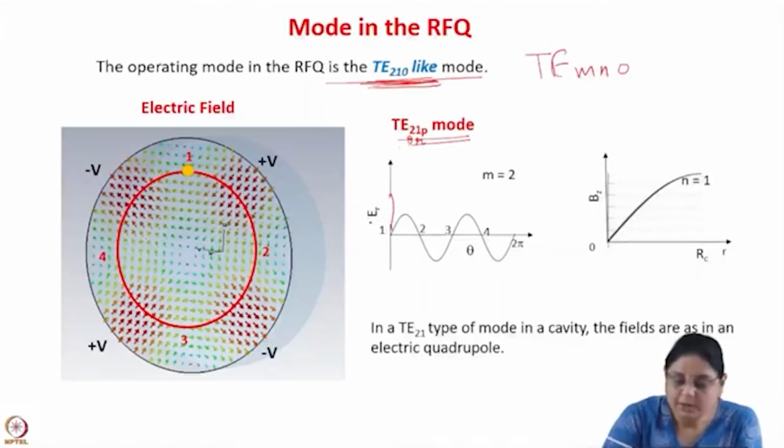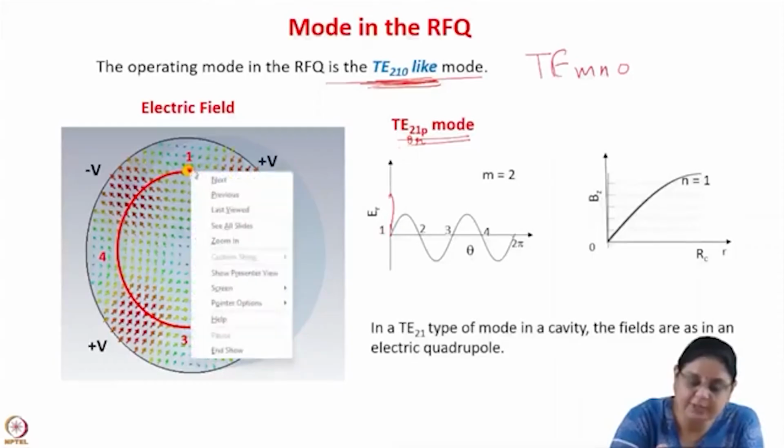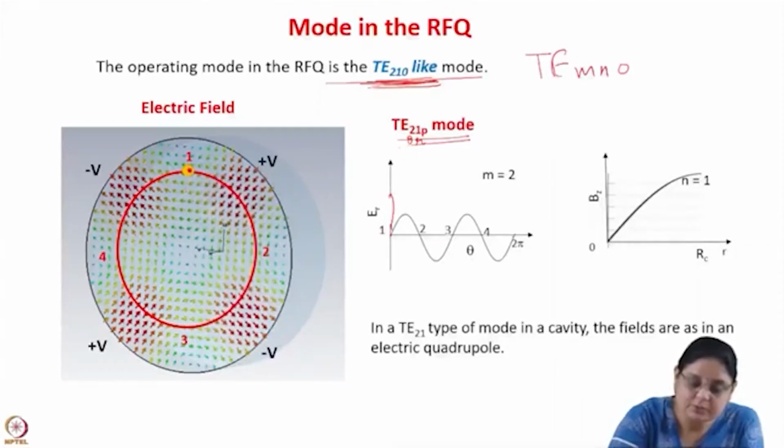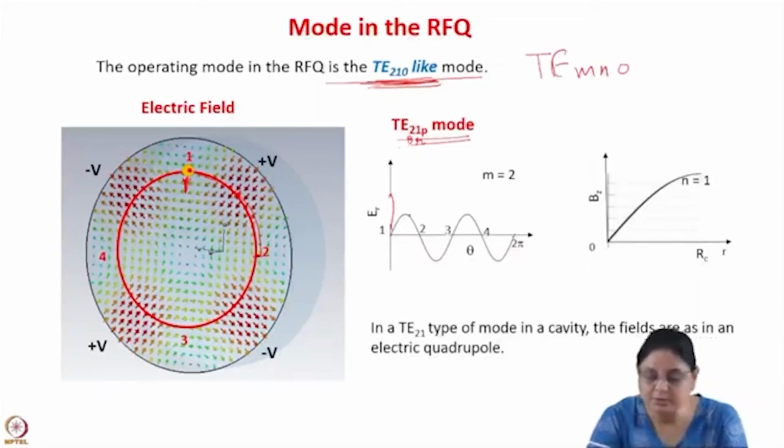So if we plot ER with theta from 0 to 2 pi, let's start from this point. This is point 1. We see here that the radial field is 0. There is no field in the radial direction; the field is all in the theta direction. Now as we move to point 2, the radial field is maximum somewhere in between and then again goes to 0 at point 2.